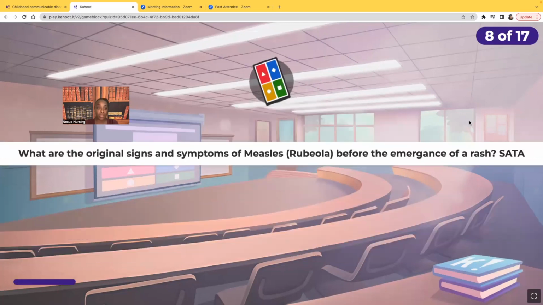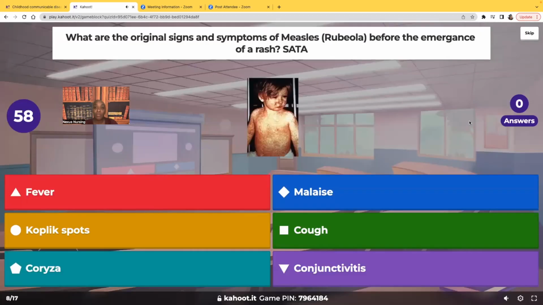Select all that apply. What are the original signs and symptoms of measles, also known as rubeola, before the emergence of a rash? What signs and symptoms, what clinical manifestations are we going to see on that patient before we see the rash? Select all that apply. Fever, malaise, Koplik spots, cough, coryza, or conjunctivitis. This is select all that apply for the patient with measles, also known as rubeola.